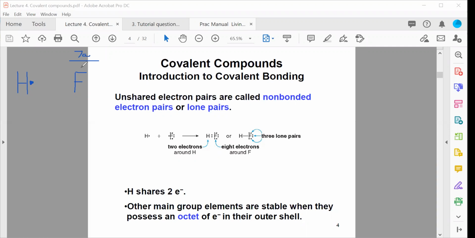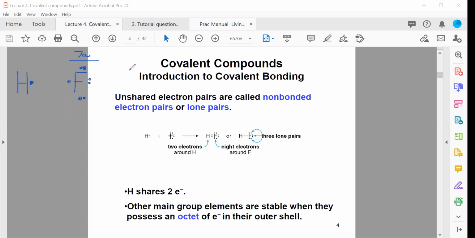Good. Let's draw them. 7. 1, 2, 3, 4, now we start pairing up 5, 6, 7. All right, who remembers when it comes to valence electrons, that magic, stable number that many of these main group elements are trying to achieve? Number 8, yes, number 8.